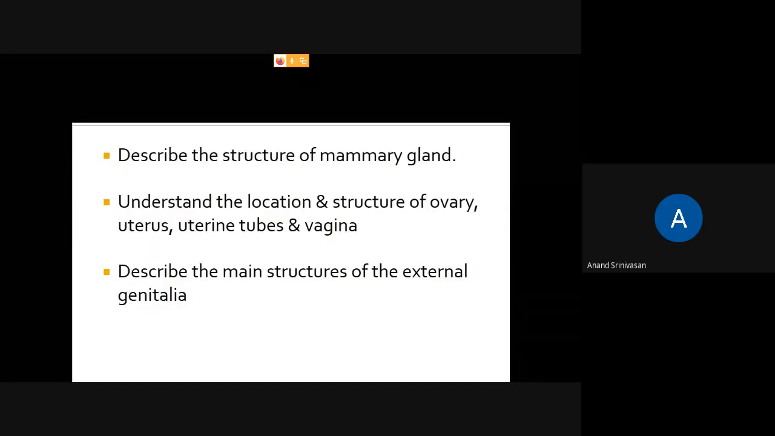Okay, so the female reproductive organs comprise the ovary, uterus, uterine tubes, and vagina. Apart from it, there is an important secondary sexual character, which is the mammary gland. So we will be studying about this as well. Okay, and the external genitalia.